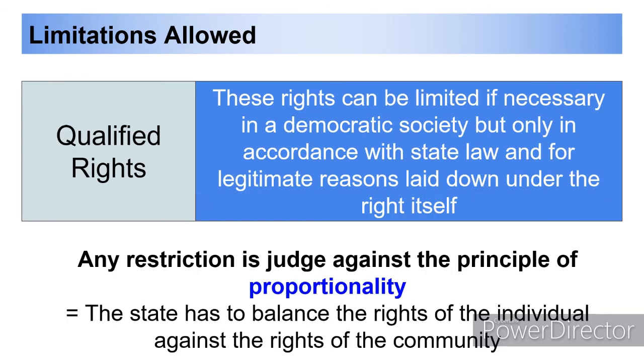So for a qualified right, when you're explaining this right, you need to make sure that you understand the principle of proportionality, because any restriction a state makes on a right has to be proportionate. So in other words, the state has to balance the rights of the individual against the restriction they've made for the rights of the community.